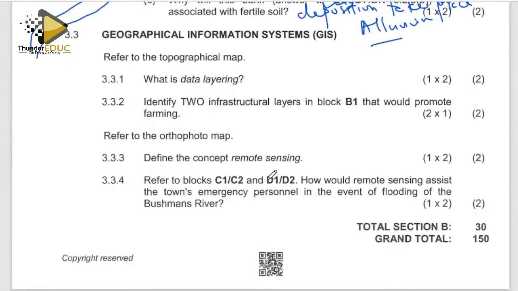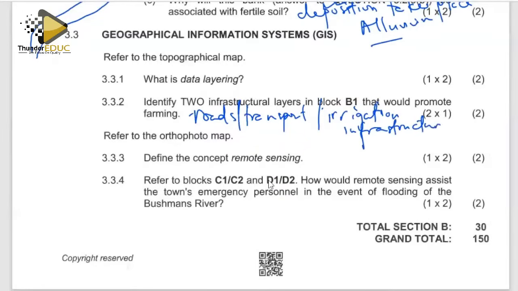Then identify two infrastructural layers in block B1 that would promote farming. Right, unfortunately, we don't have the map, but automatically we need to check on infrastructure layers that are in that block. Like you can check on infrastructure layers like, are there layers on roads? Are there roads or are there transport network? It can affect farming. Roads are needed for transportation of the final product of raw materials or workers to the workplace. Or you can check also if there's irrigation infrastructure, like if there are furrows, if there are reservoirs, if there are any other source like dams for irrigation. Irrigation infrastructure is another data layer which supports agriculture.